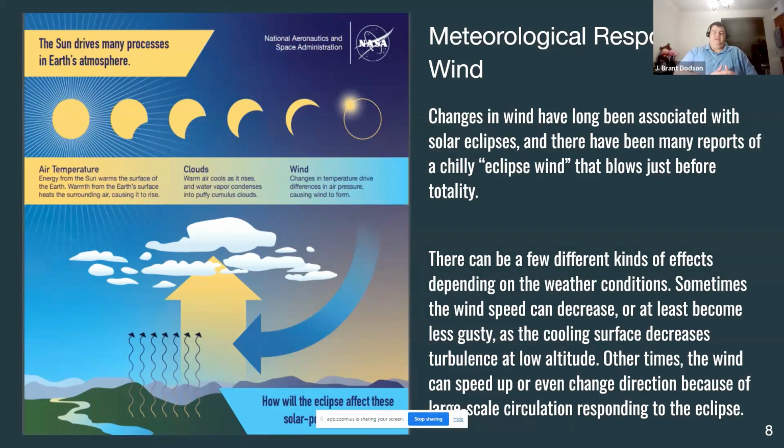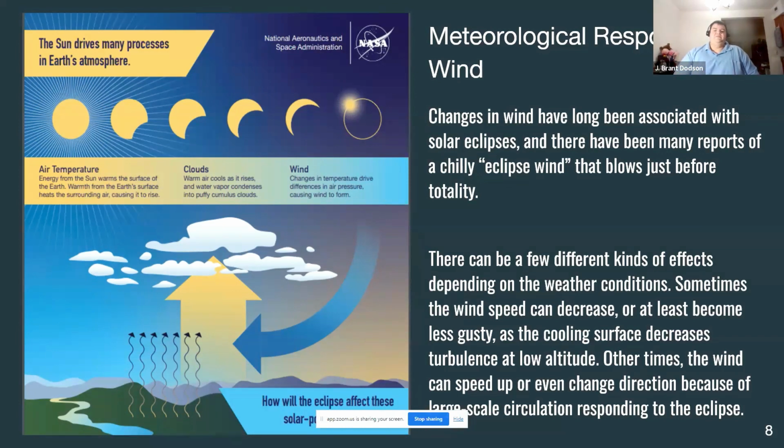But scientists have identified a few different effects that eclipses have on the wind. Sometimes, during the day, the wind is gusty, right? Like during a nice spring day, like we'll hopefully have in the 2024 eclipse. Well, if during the eclipse the moon blocks the sun, that might decrease the gustiness and actually cause the wind speeds to decrease a little bit.